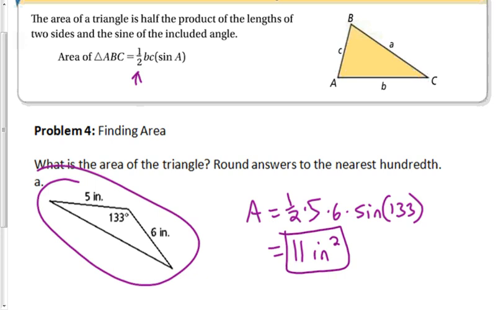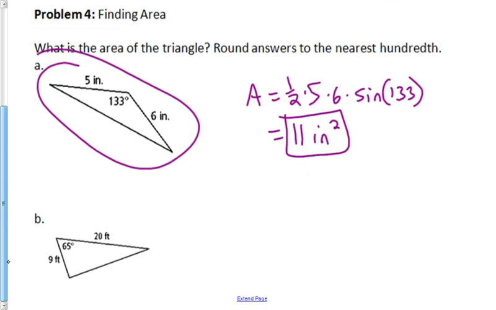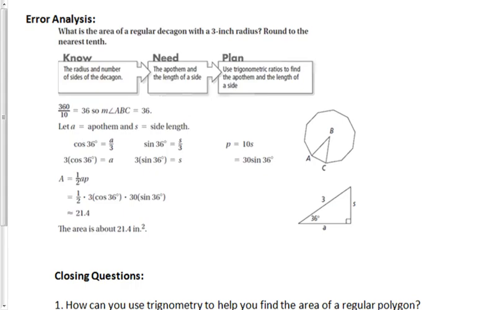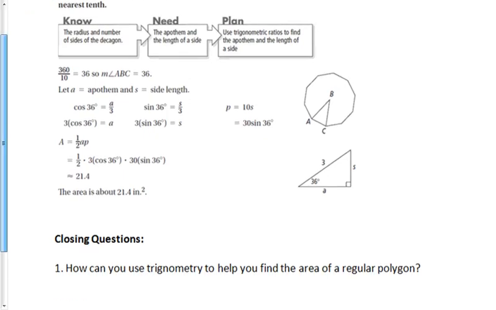All right. That's that formula. You can try it on your own with this one. I can show you the area. If you do it correctly, you'd end up getting 81.6 feet squared, I believe. All right. There is an error analysis you can try. See if you can find the error here.